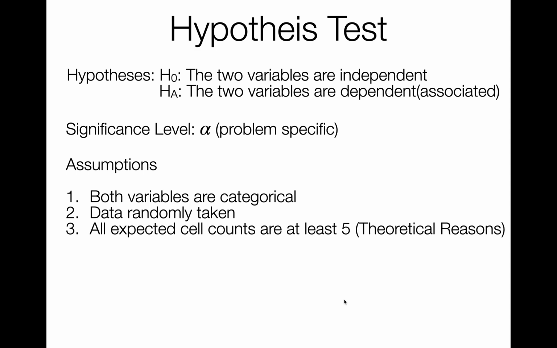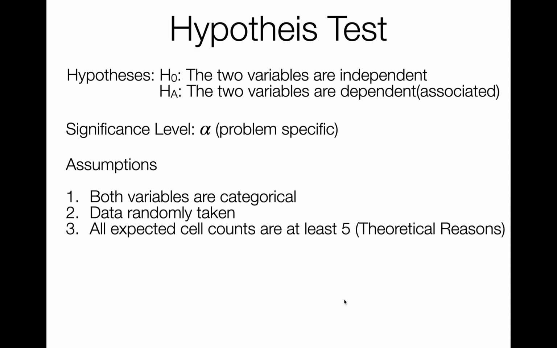as it always has. The assumptions of this test are a little bit different than the ones that we've seen before. The assumptions are, one, that both variables are categorical. That's a pretty self-explanatory assumption, and one that's always going to be met for our problems. I won't give you two variables that aren't categorical, so one is always met. The second is that the data are taken randomly, which is an assumption that we've had all along, and it'll continue to be there.